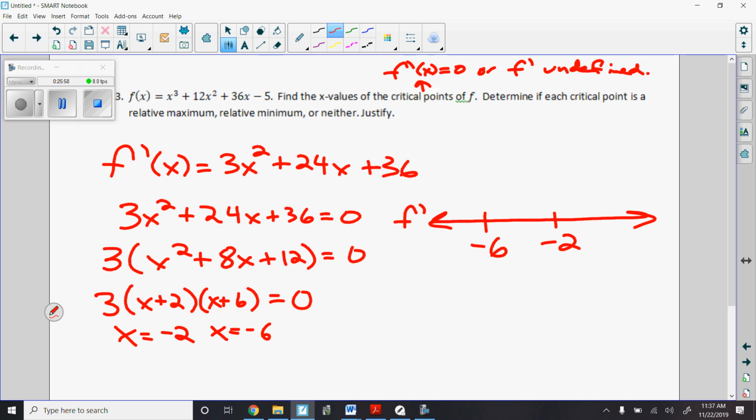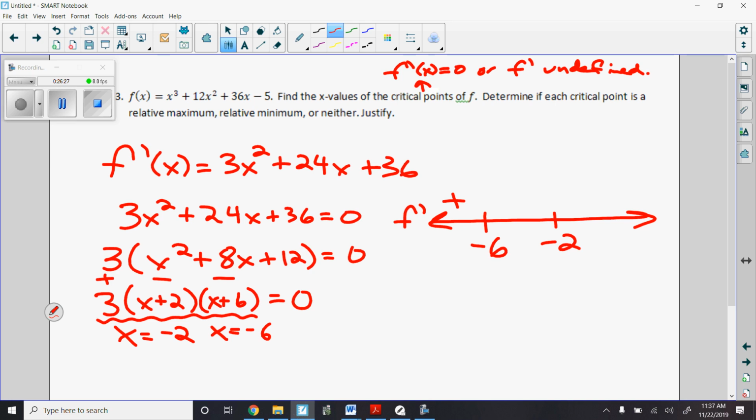And again, I'm going to test, right? And I can test in this factored form right here. Now again, this 3 is 100% always a positive number, because 3 is a positive number. But now I want to test maybe negative 7. Negative 7 plus 2 is minus. Negative 7 plus 6 is minus. I have an even number of negative signs, so I know that region is plus.